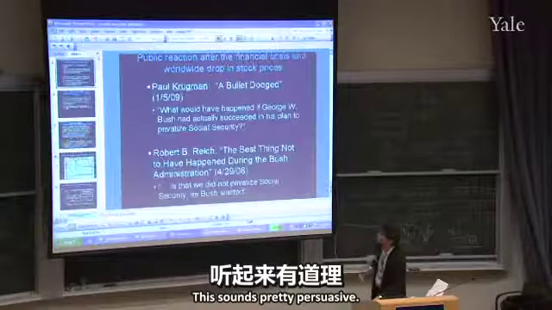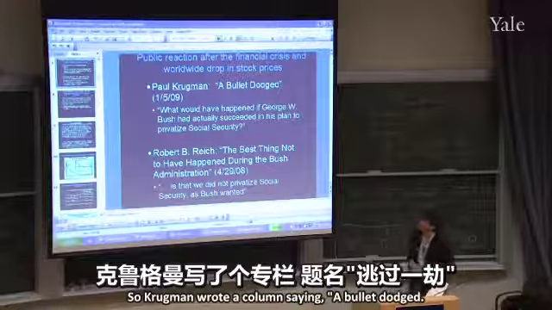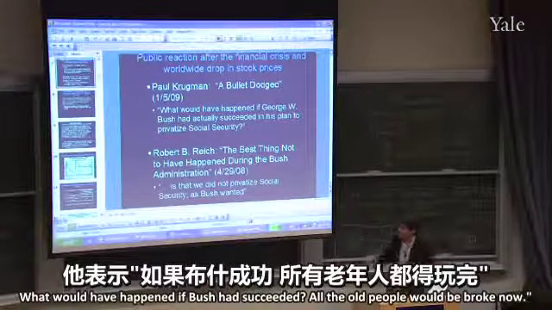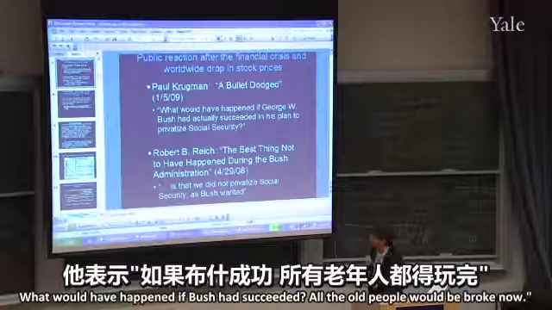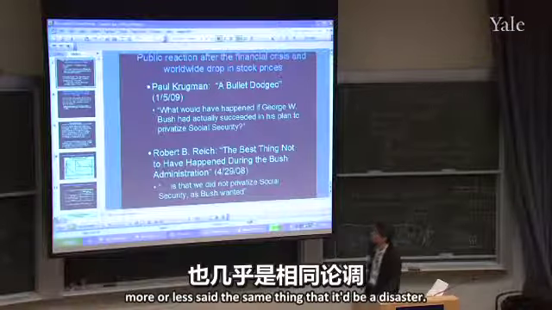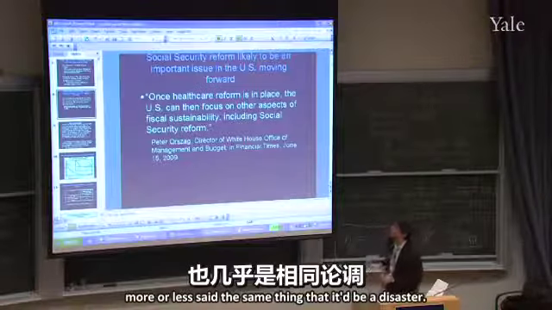Okay, this sounds pretty persuasive. Krugman wrote a column saying, a bullet dodged. What would have happened if Bush had succeeded? All the old people would be broke now. And Robert Reich, who was in the Clinton administration, more or less said the same thing, that it would be a disaster.